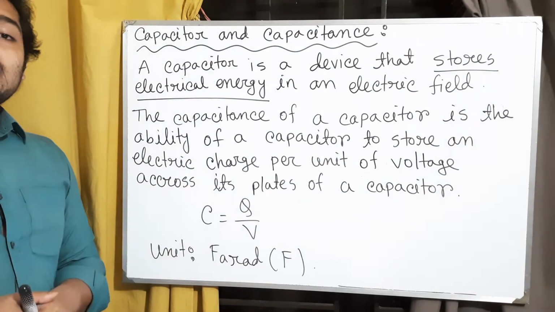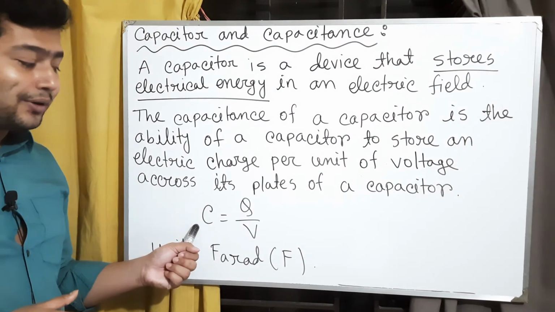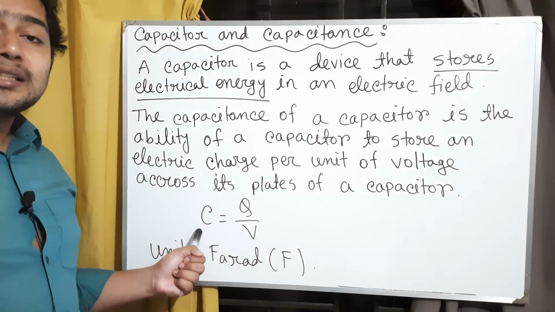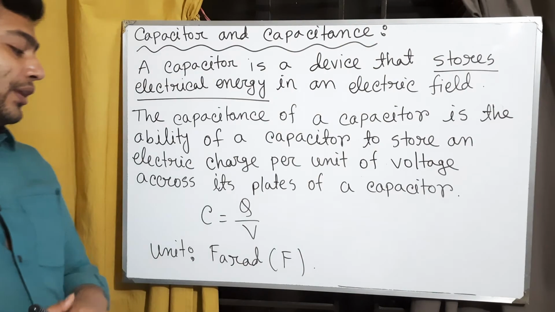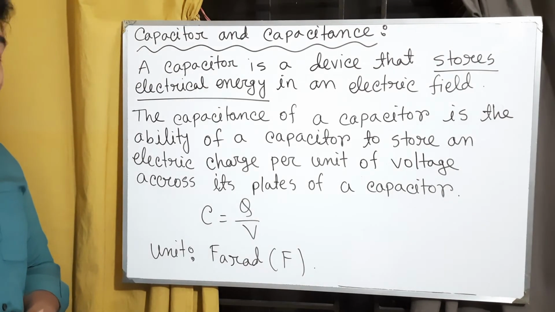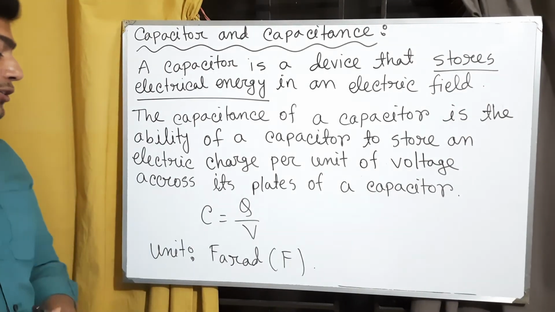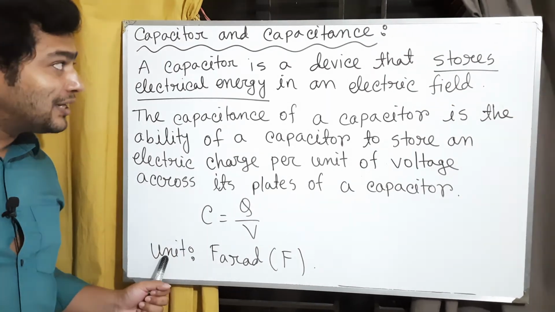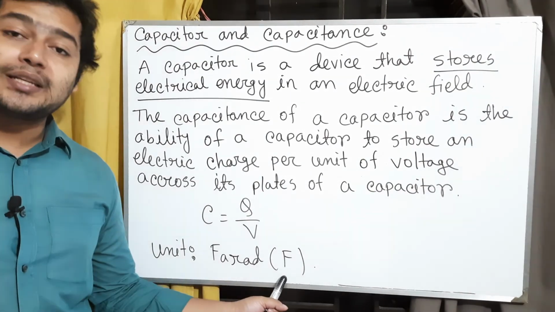Here the capacitance of a capacitor is denoted by capital C. According to this definition, we can write C equal to Q by V. Here the unit of capacitance of a capacitor is farad, which is denoted by capital F. So our formula for capacitance is C equal to Q by V, and the unit of capacitance is farad, which is denoted by capital F.